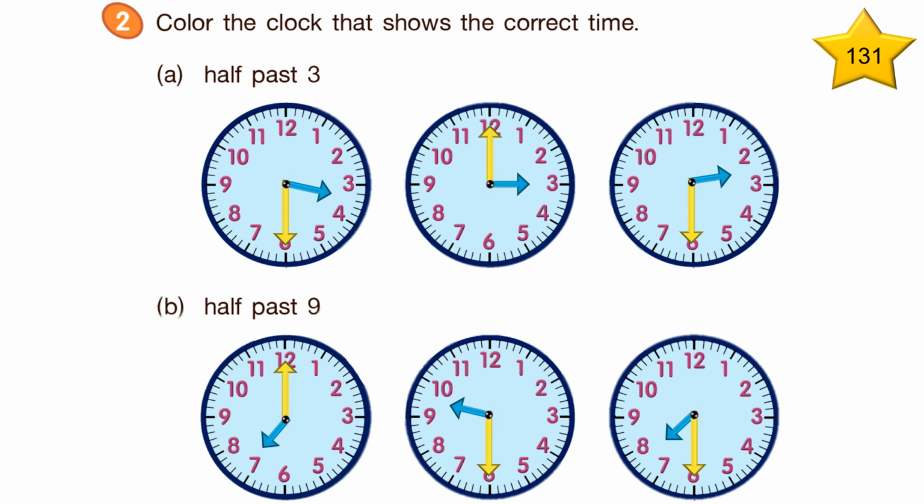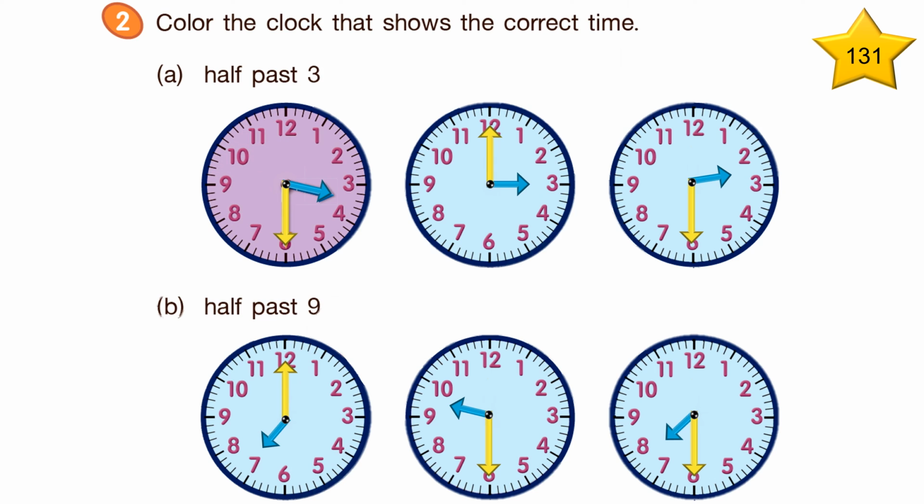Number 2. Color the clock that shows the correct time. Letter A. 3:30. Let's take a look at the first clock. The hour hand is pointing at what number? It's between 3 and 4, so it is still 3 o'clock. Now, the minute hand is pointing at 6, so that's 3:30. We can color this clock as this is the correct answer.